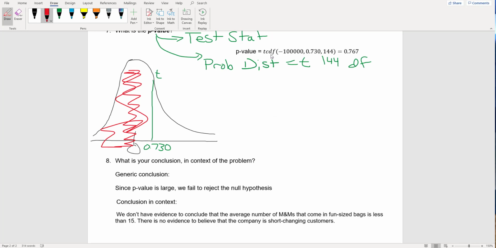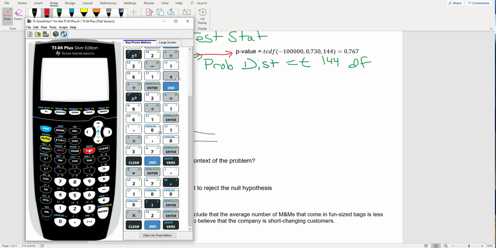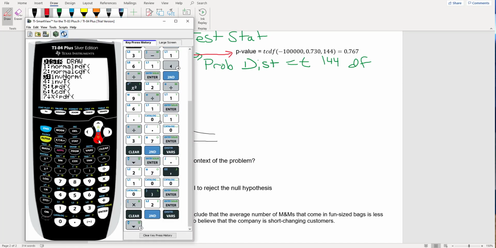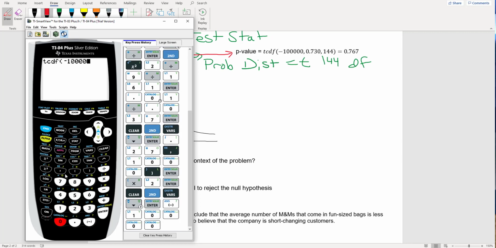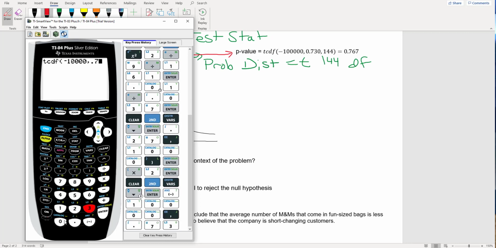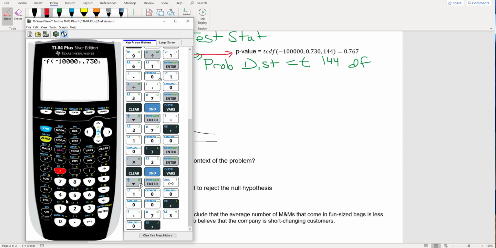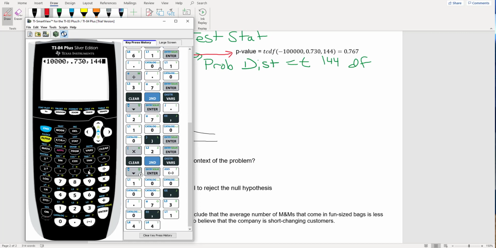To find a p-value, you're always going to use a CDF. So our p-value will be t-CDF. We start shading at some large negative number. We stop shading at our test statistic. And our degrees of freedom are 144. If you put those into a calculator, we'll go to second vars. This time we want t-CDF, which is option 6. Lower bound of a large negative number. Upper bound of 0.730. Comma, degrees of freedom of 144.